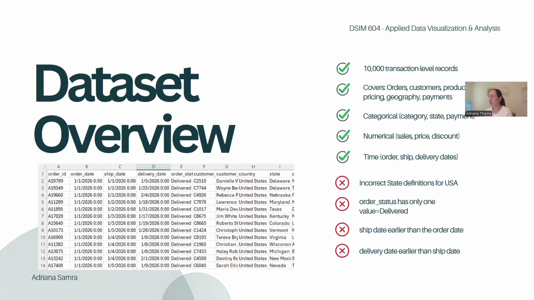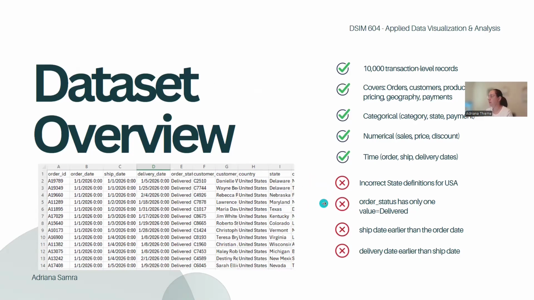This is a synthetic dataset available publicly on the internet. Therefore, I found some discrepancies in the data when I first looked into the dataset. And one of them was the incorrect states definitions for the USA. In the original dataset, we had a column for country listed as India and states in the United States. So I had to transform the data using MySQL to update the country column to United States.